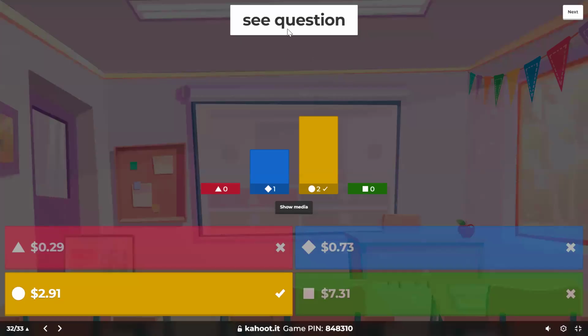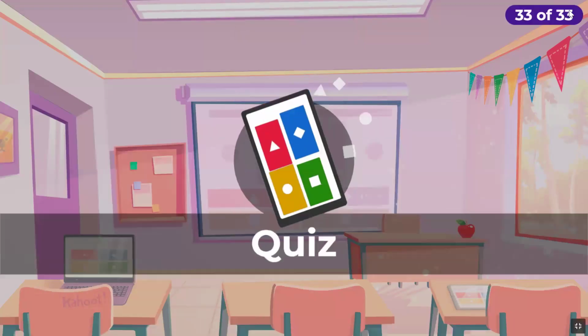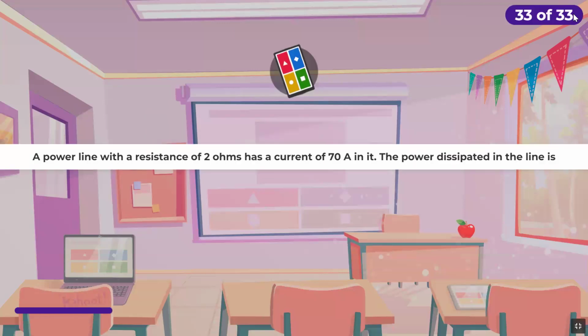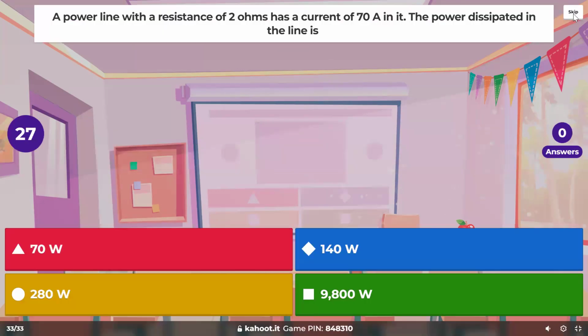All right, back over here. A couple of you guys got that. It's a pretty tough question. Oh, Tucker and Patrick. All right, for the win. A power line with a resistance of 2 ohms has 70 amps current in it. What's the power dissipated? Can you guys go P equals I squared times R? P equals I squared times R.